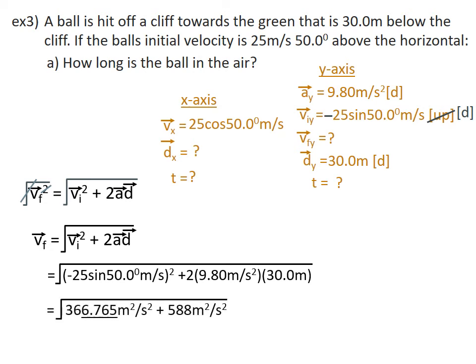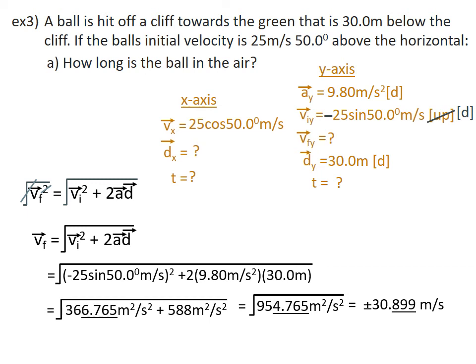25 sine 50 degrees squared gives me 366.765. 2 multiplied by 9.8 multiplied by 30 gives me 588. I'll add the two numbers together. That gives me 954.765. And the square root of that gives me plus or minus 30.899 meters per second.